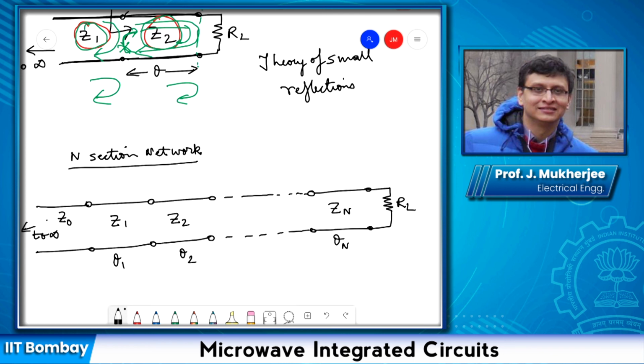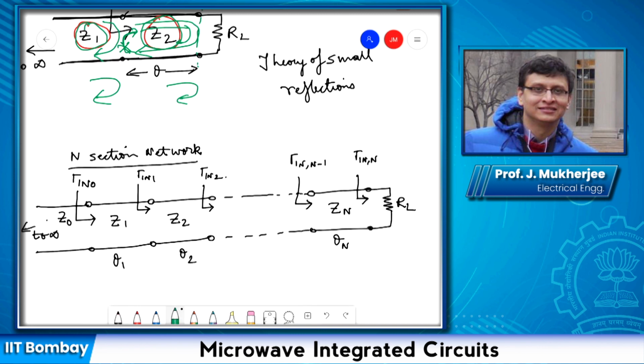Now suppose the input reflection coefficient at this junction, I call that gamma in 0. At this junction, I call it gamma in 1. At this junction, I call it gamma in 2. Now extrapolating, at this end we will have reflection coefficient gamma in n minus 1, and at this end we will have reflection coefficient gamma in n.